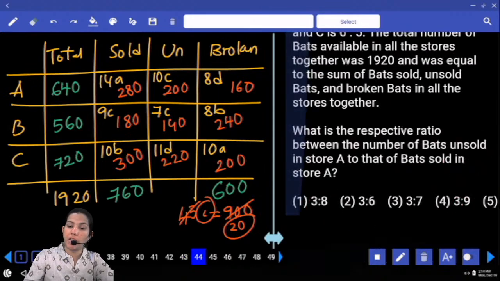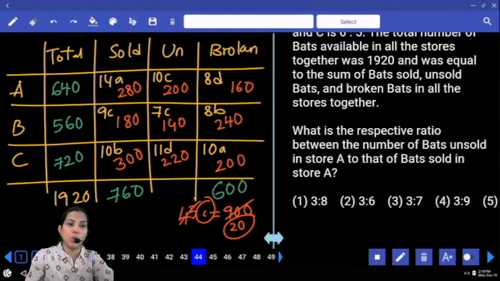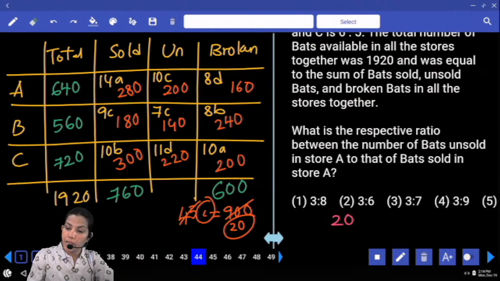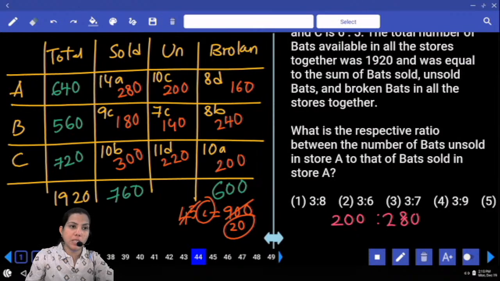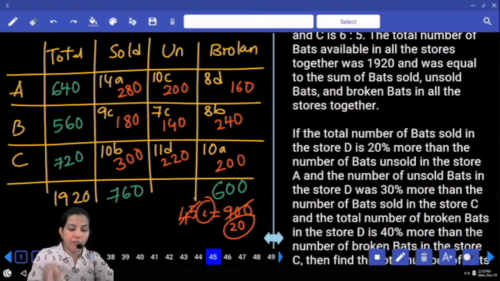Next question number 44. What is the respective ratio between the number of bats unsold in store A and the number of bats sold in store A? Unsold in store A is 200, bats sold in store A is 280. 200 and 280, 40 cancels. 4 5s and 4 7s. 5 is to 7. Fifth option is the answer.